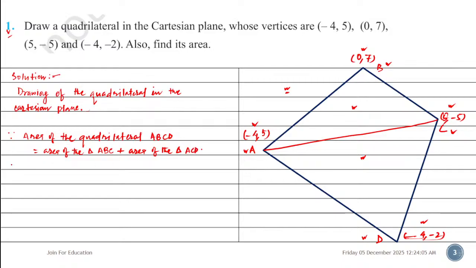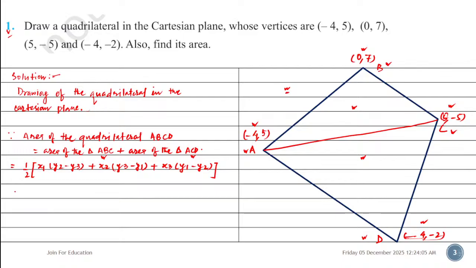For this we recall the formula: 1 by 2 [x1 into (y2 minus y3) plus x2 into (y3 minus y1) plus x3 into (y1 minus y2)]. This formula is used to find the area of the triangle ABC as well as the ACD.